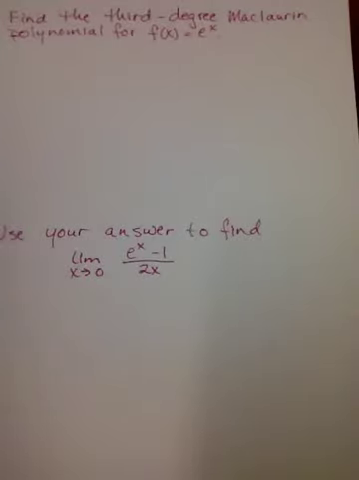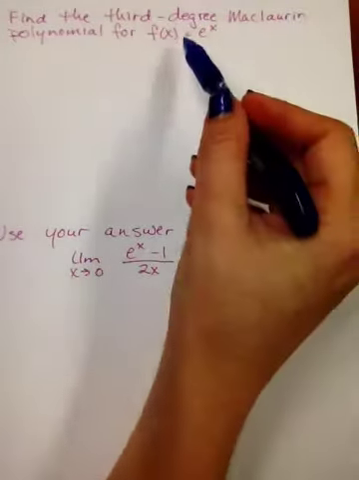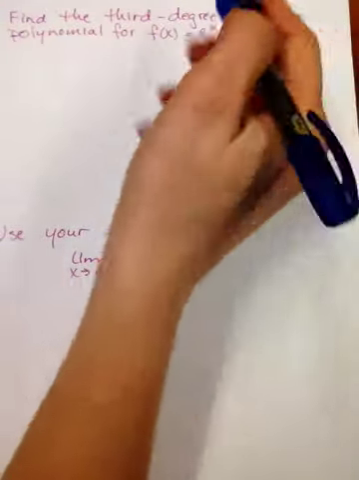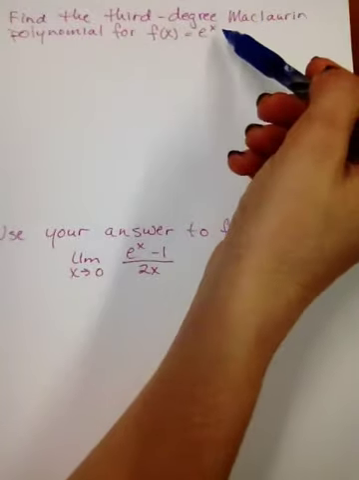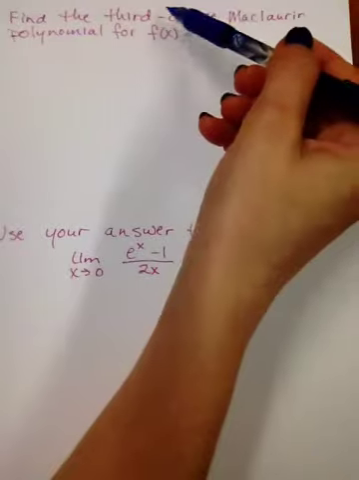So this is a two-part problem. For the first part, we want to find a third-degree Taylor polynomial, which is Maclaurin, for f of x equals e to the x. And the beautiful part about e to the x is the function and its derivatives are all the same. So f prime of x equals e to the x, f double prime of x equals e to the x, and we're going up to the third degree.